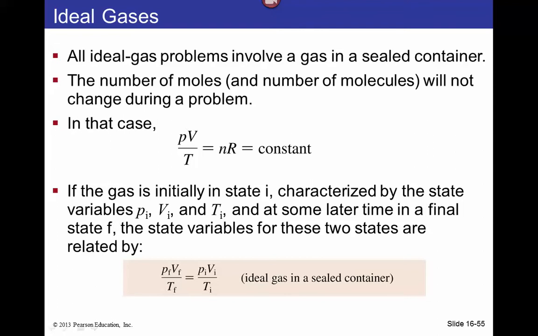So in general, the ideal gas problems will involve a sealed container. That means the number of moles or the number of particles is not going to change during the problem. So in that case, you can write that PV over T is equal to nR. The gas is initially in some state I, characterized by PI, VI, TI, and then at some later time is going to be in the state F. So then you can use these equations to solve.